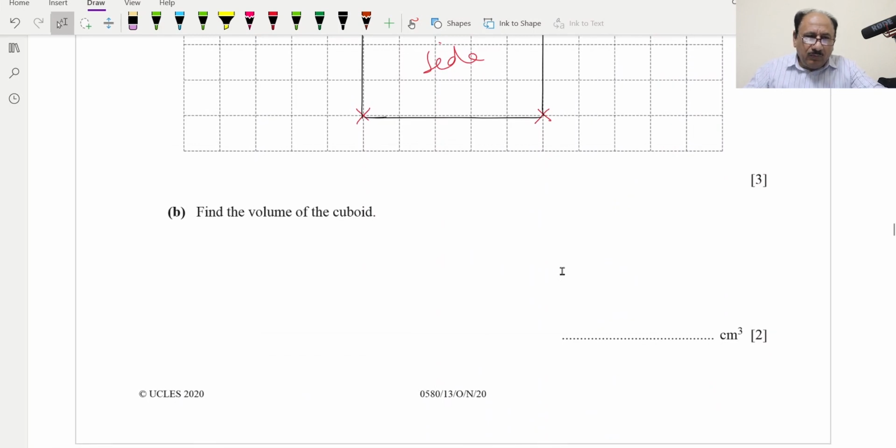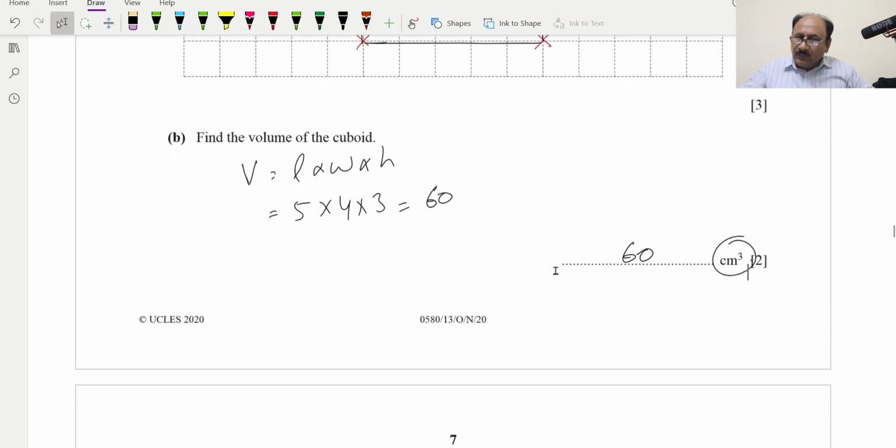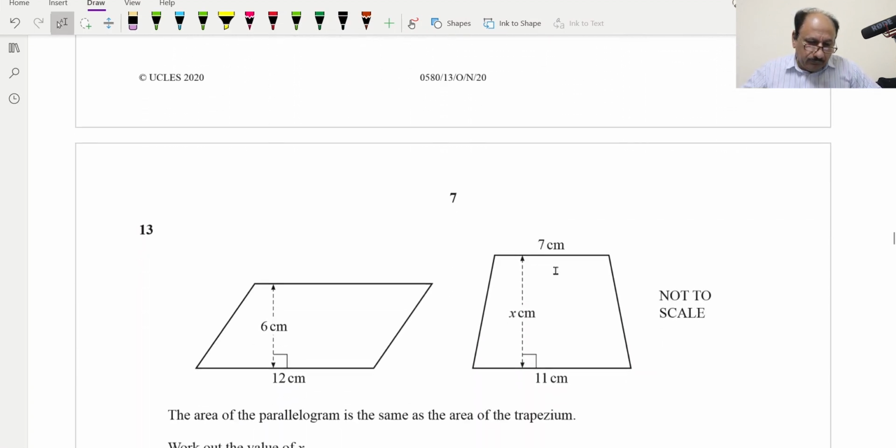For volume of the cuboid, we know the formula. Volume is equal to what? Volume is equal to length into width into height, and which is given, which is 5 into 4 into 3, and 5 4s are 20, 20 into 3 will be 60, or even you can use the calculator also. So 60 centimeter cube, which is already written, and it's 2-mark question.